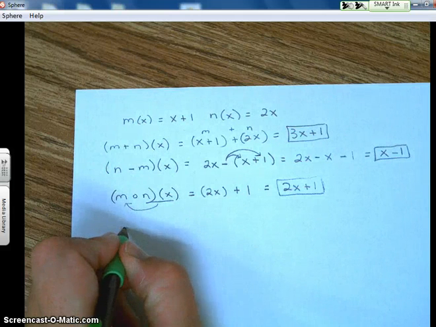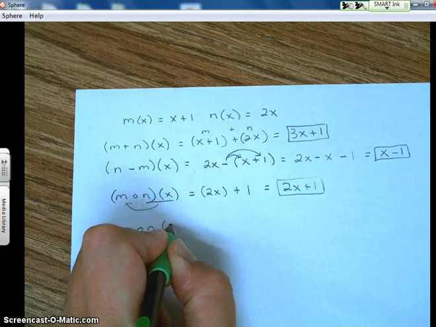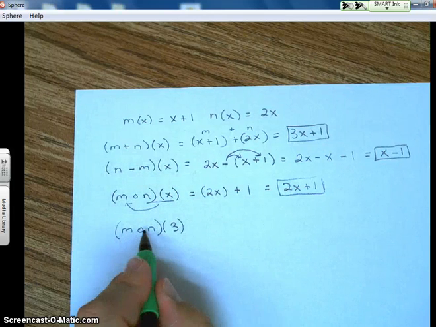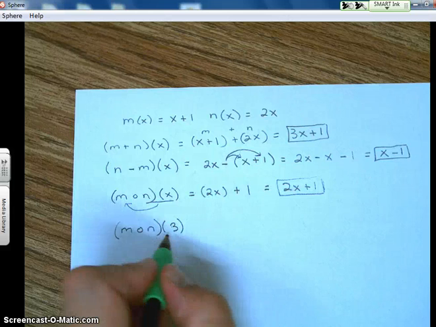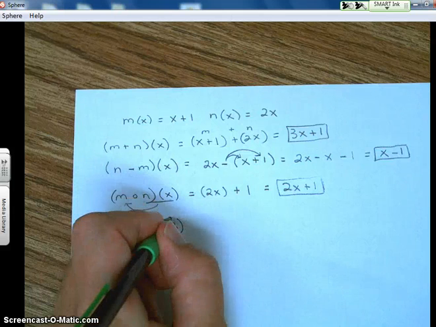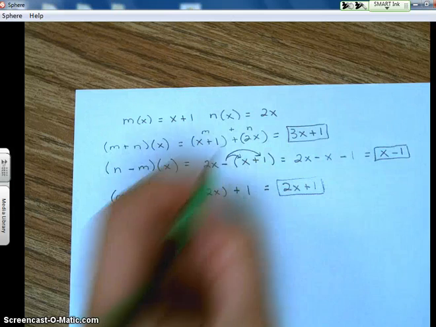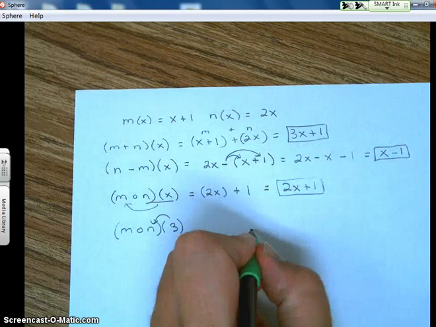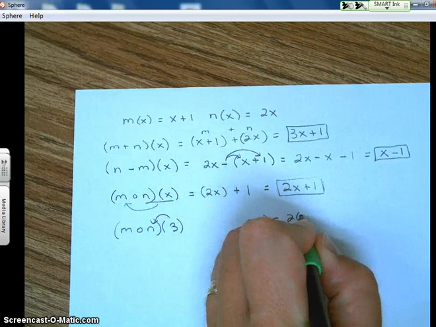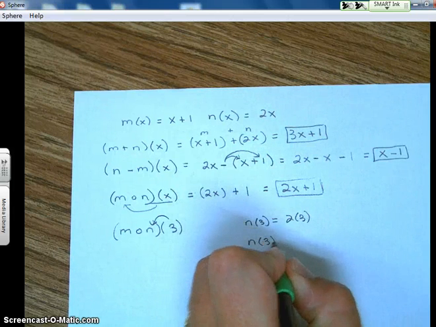Now, last one. This time, let's do one where we have to input a number. Let's do just something simple. So m of n of 3. So 3 is our input value. 3 gets inputted into n. So what we have here is 2 times 3. So 3 gets inputted into n, so we got 2 times 3. And out we get 6.